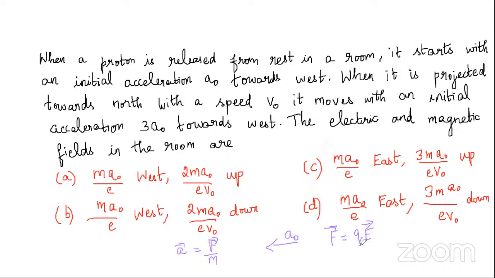Since the proton is a positively charged particle, F equal to Q into E. So force and electric field should be in the same direction, and acceleration and electric field should also be in the same direction. The initial acceleration is towards west, so the electric field should also be towards the west direction. Now you have to choose which one is the right option between A and B.